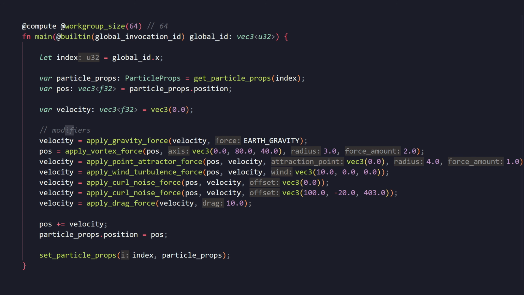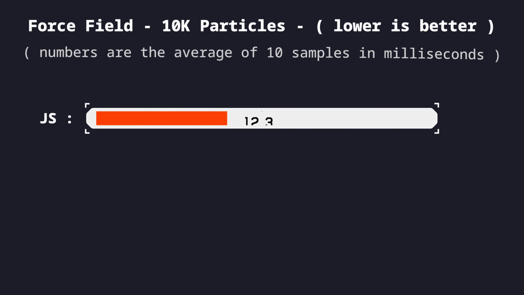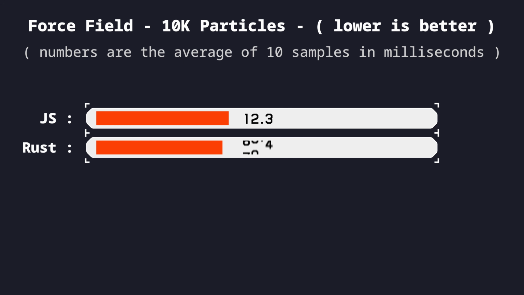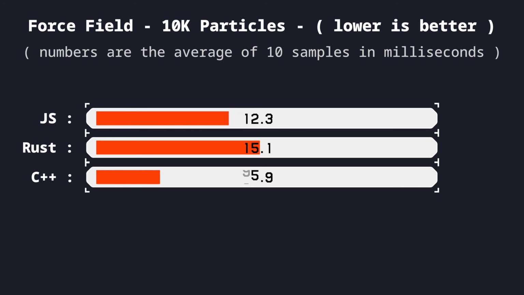So with that, let me show you the power of compute shaders. For 10,000 particles, the JavaScript version runs at around 12 milliseconds of CPU time, which is deadly for a game. Rust is really slow. It runs at about 15 milliseconds of CPU time, which is even slower than JavaScript. C++, however, is absolutely crushing it. It runs at about 6 milliseconds of CPU time, which is basically a 2x speed improvement.